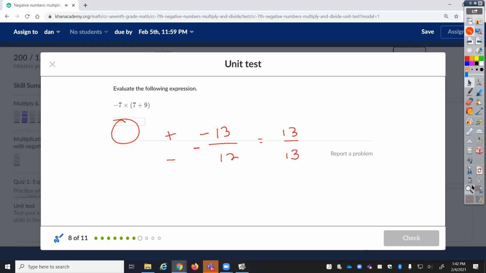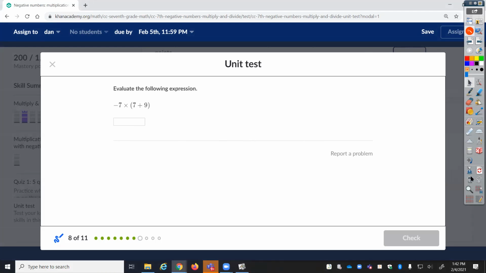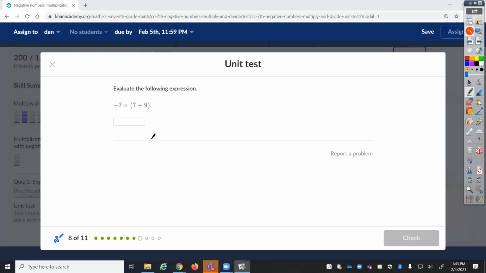All right, let's take a look at the next one here. Now, the next one requires you guys to do order of operation. All right. So we have -7 times 7 plus 9. Well, the order of operation tells you to do what first?